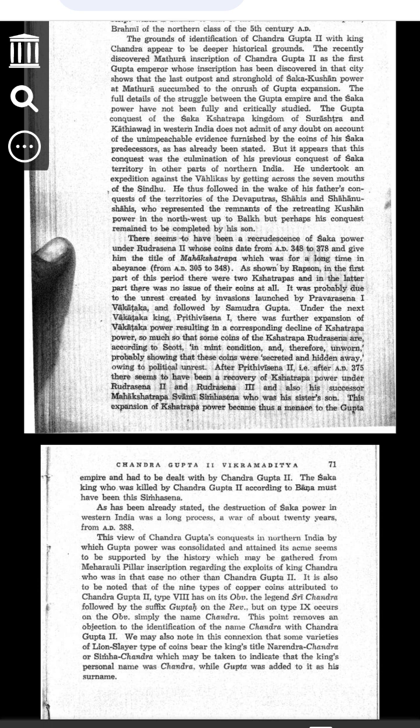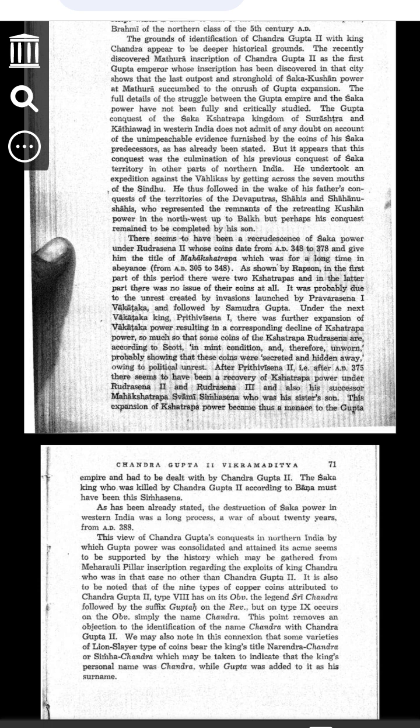One big reason is the Mathura inscription. What is this inscription? It is an old writing found in Mathura, a city in India. It mentions Chandragupta II as the first Gupta emperor whose inscription was found in that city. This proves that Chandragupta II controlled Mathura. Why is this important? Mathura was once controlled by the Saka Kushans, foreign rulers. If Chandragupta II's inscription was found there, it means he defeated them and took control. So, this supports the idea that Chandragupta II expanded his empire by defeating the Saka.